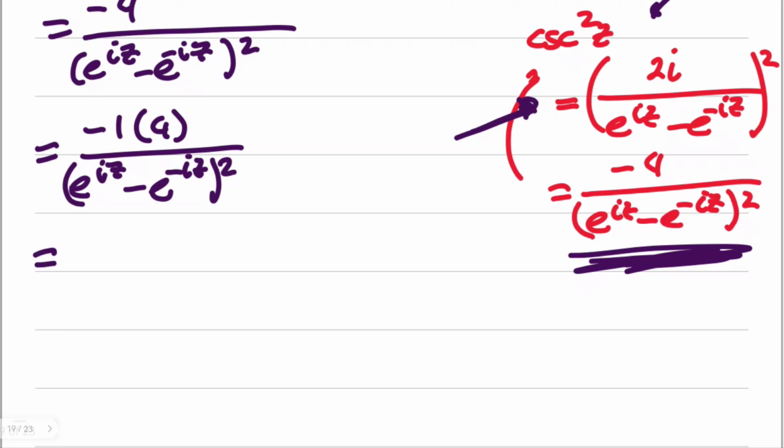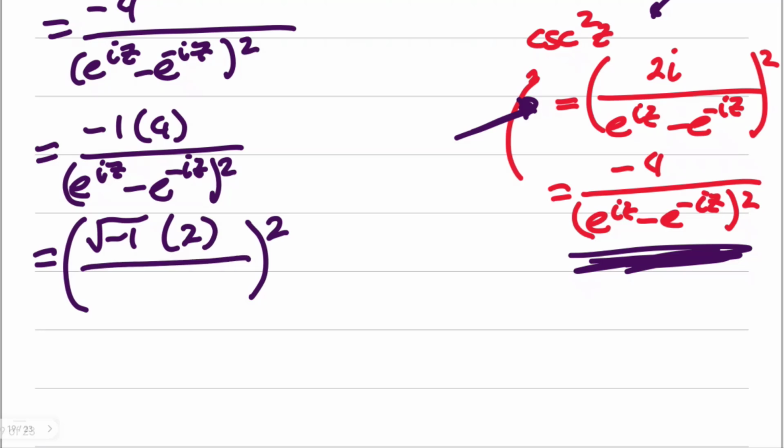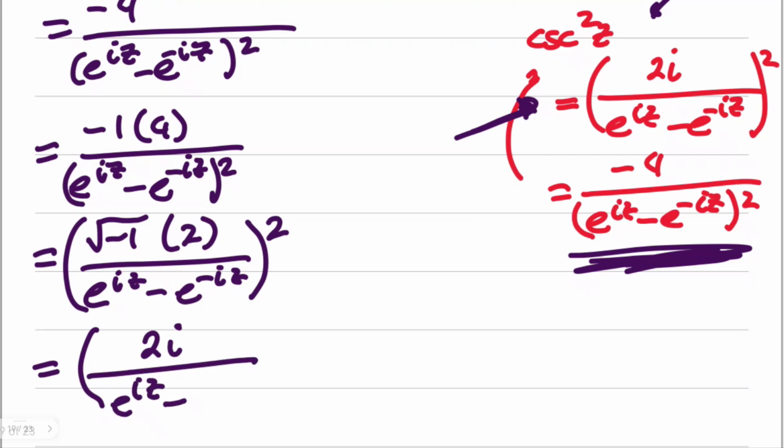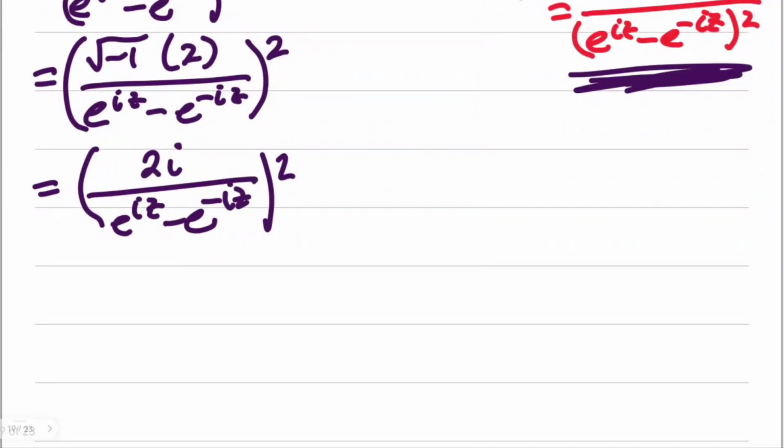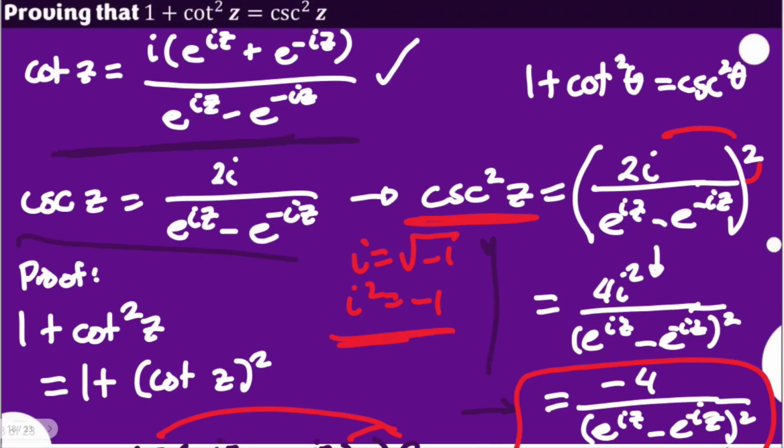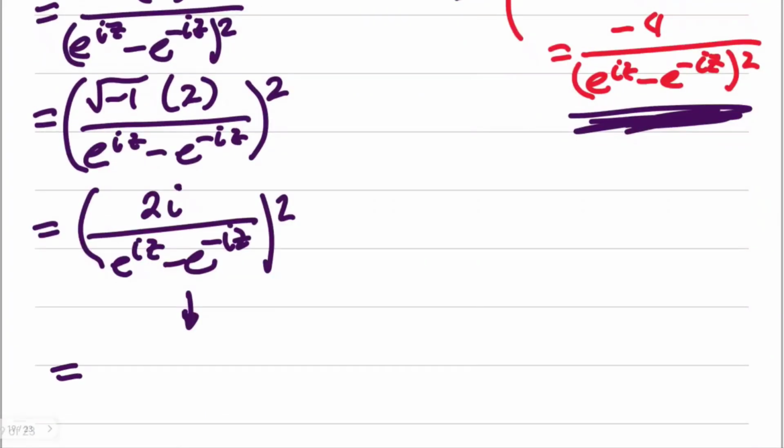That's actually, when you take the square root of that, getting the exponent of 2, that's actually just i, because you would like to write it as the square root of negative 1 times 2 over e to the power of iz minus e to the power of negative iz. We know that the square root of negative 1 is just i. That's why you have here 2i over e to the power of iz minus e to the power of negative iz. You're squaring that. This, as mentioned, is equivalent to that. So that's actually the square of cosecant z.